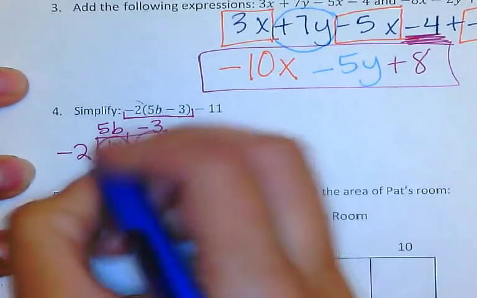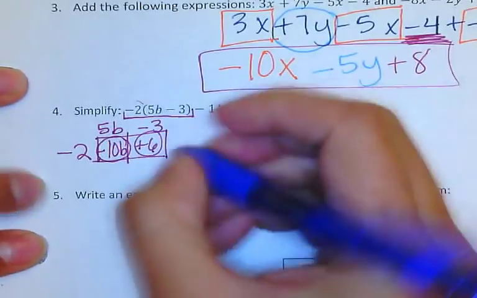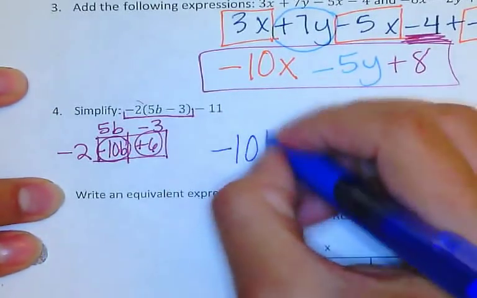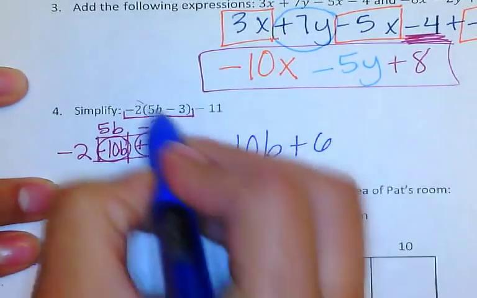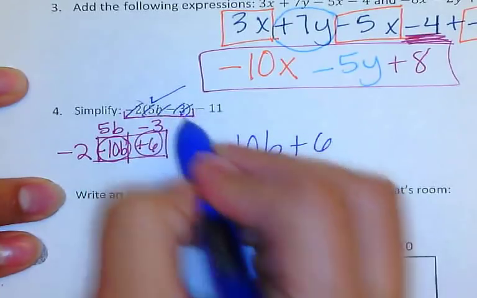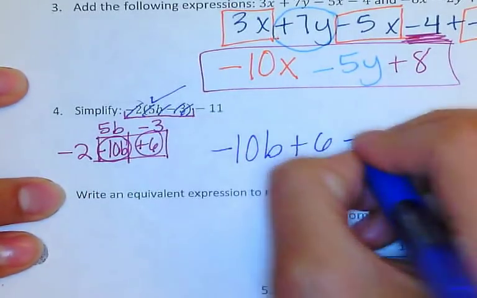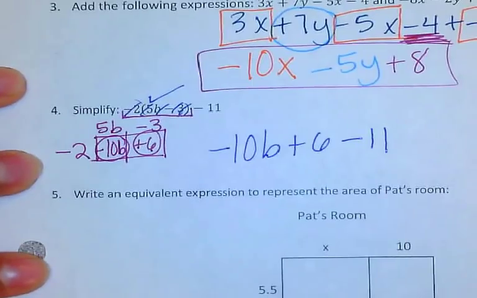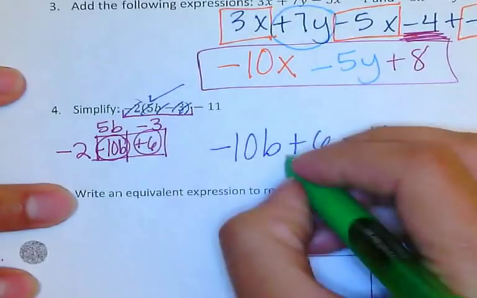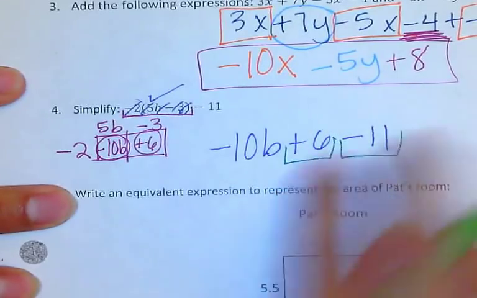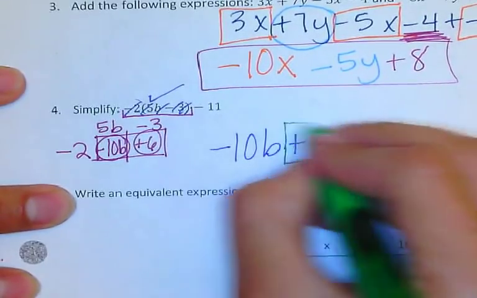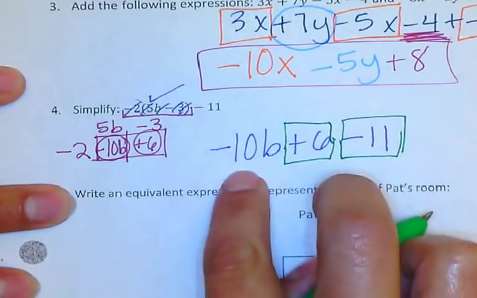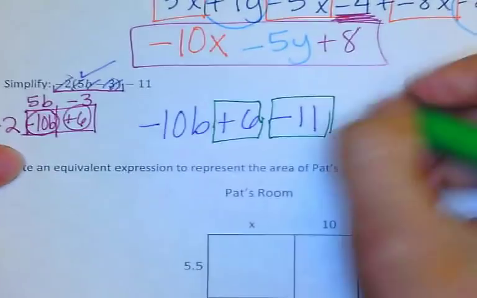Okay, now I will copy what was circled. So I have negative 10b plus 6. So I took care of all of this already. And then I have that minus 11 to take care of as well. Now I can combine like terms. These constants are like terms, and the 10b does not have a like term, so it stays.